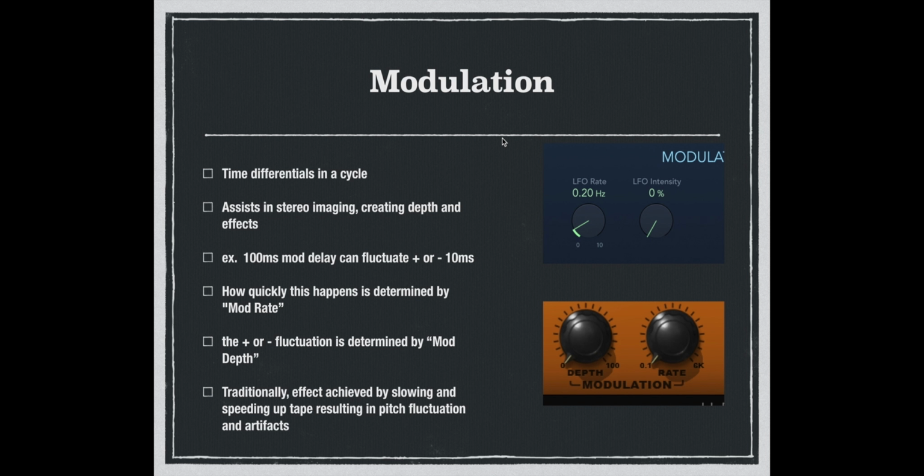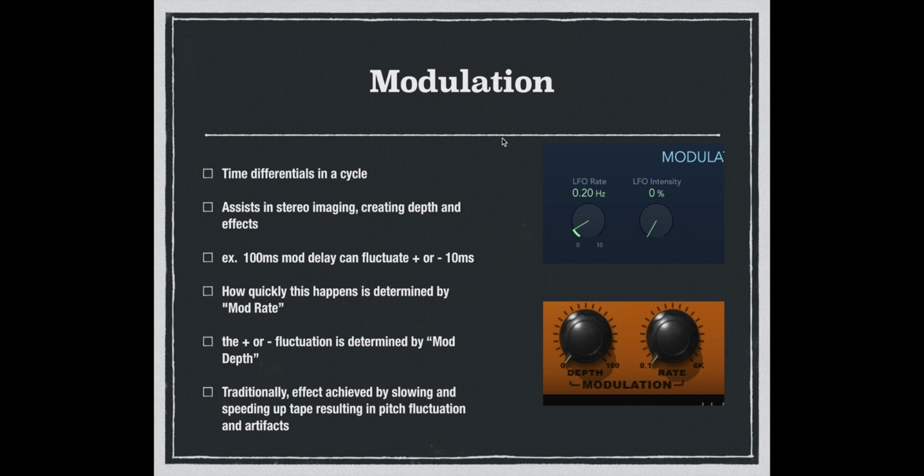For example, a 100 millisecond delay could fluctuate plus or minus in milliseconds. So this is the equivalence of the irregularities of these tape delays. How quickly this fluctuation happens is determined by the modulation rate. The plus or minus fluctuation is determined by the modulation depth. So the 100 millisecond delay is the time, the rate is how fast it fluctuates, and the plus and minus 10 milliseconds is that depth.